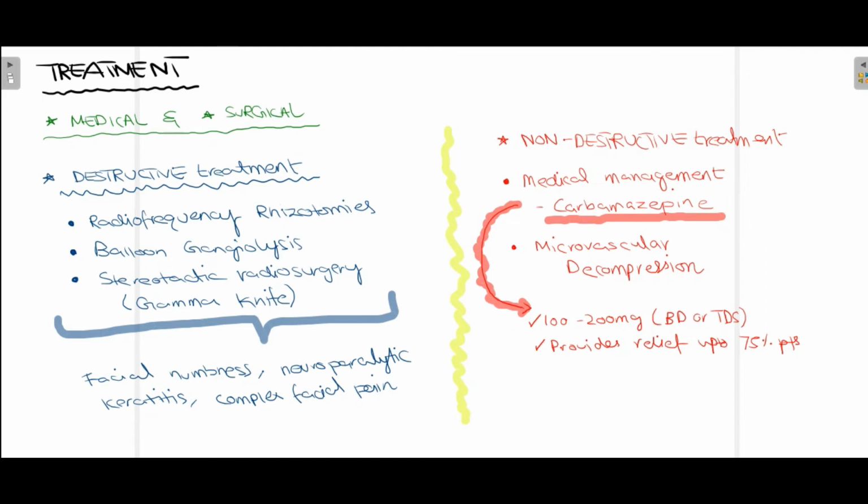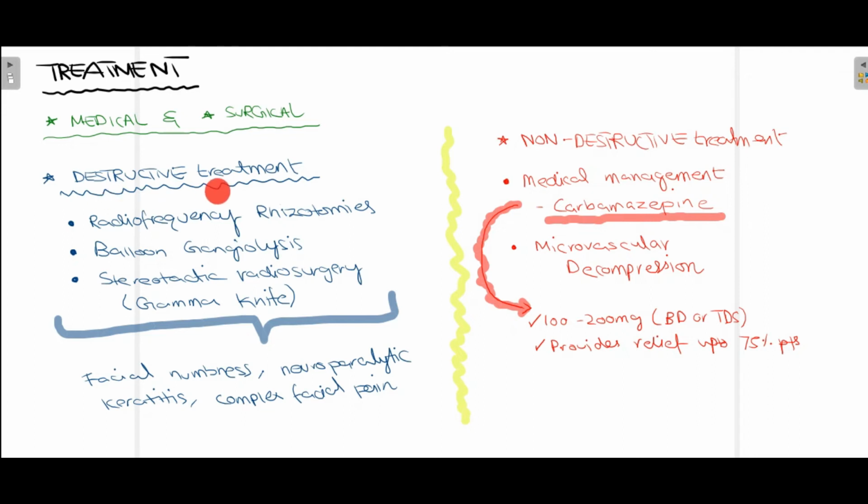Now, moreover, we can classify this further into destructive treatment and non-destructive treatment. Destructive treatment consists of some treatment modality that might destroy some structures that are present in order to provide some relief to the patient. Non-destructive treatment, on the other hand, involves no destruction but there is some management which helps to relieve the pain of the patients.